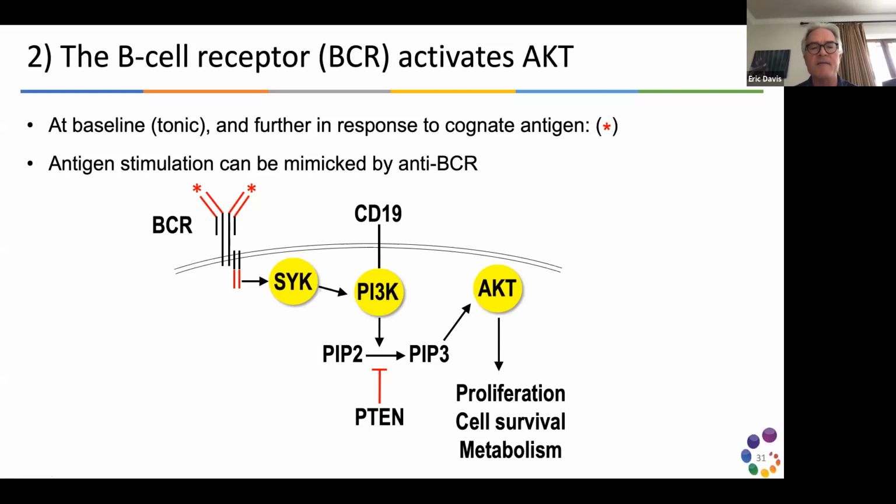The second thing that you need to know is what system we predominantly used this reporter on, and that is signaling by the B cell receptor. The B cell receptor is a signaling complex that signals in 2 different ways. One is at baseline, tonically, in the absence of cognate ligand or antigen. It activates predominantly a single pathway shown here, leading to the activation of AKT. But in response to antigen, or mimicked by the use of a BCR antibody for cross-linking, it activates AKT more strongly, as well as some other pathways.